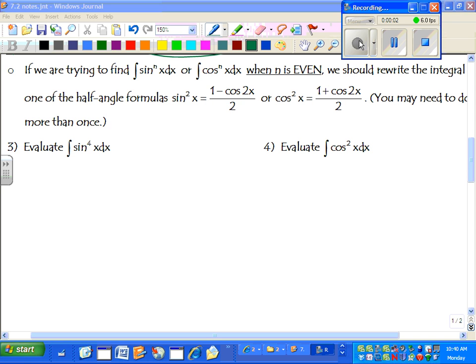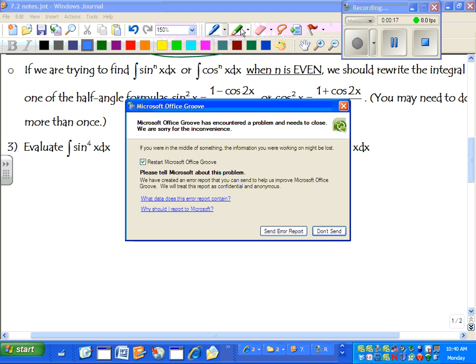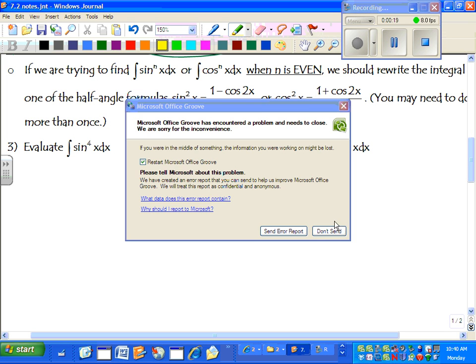Alright, now for 3 and 4, these are a little bit different. When we start off with sine to an even power or cosine to an even power, we can't use the same approach as 1 and 2. Here, we're going to have to use a different trig identity. We have to use the half angle formulas. These two right here.